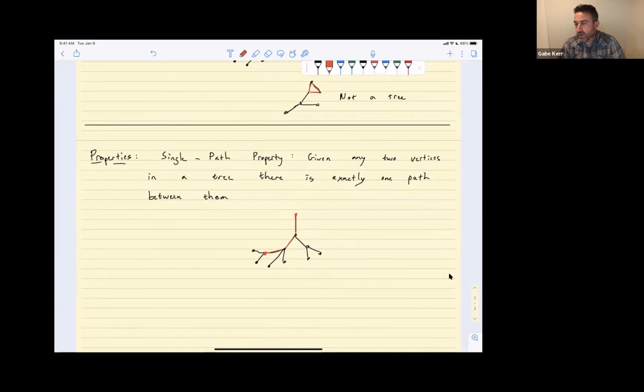And what I would like you to imagine is what would go wrong if there was another path. Maybe someone can tell me what would be the problem. Why does this single path property hold? What would happen if I had a different path between these two vertices?